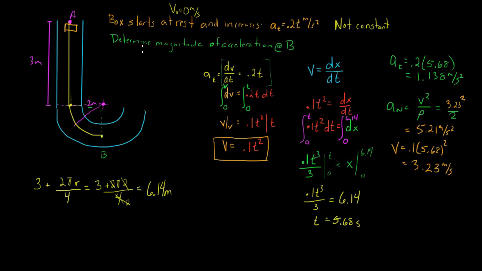And finally, we're asked to determine the magnitude. So the magnitude of our total acceleration is equal to the square root of our tangential acceleration squared plus our normal acceleration squared. So it's equal to the square root of 1.138 squared plus 5.21 squared. And this is equal to a total acceleration of 5.33 meters per second squared.